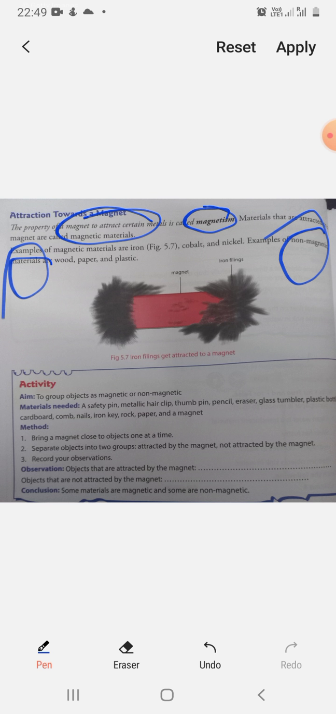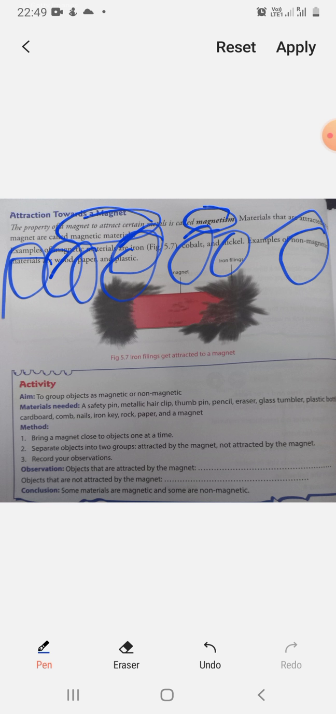Fine. So basically in this topic we are sorting the materials into two groups: magnetic and non-magnetic. If a material is attracted toward a magnet, it is known as a magnetic material. If it is not attracted towards a magnet, it is known as a non-magnetic material. Examples of magnetic materials are iron, cobalt and nickel, and non-magnetic materials are wood, paper and plastic. Let us do an activity on it.